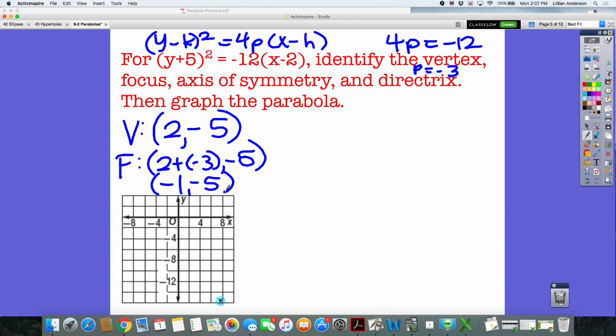Since 4p is negative, which way specifically does this open? It opens to the left. Very good.